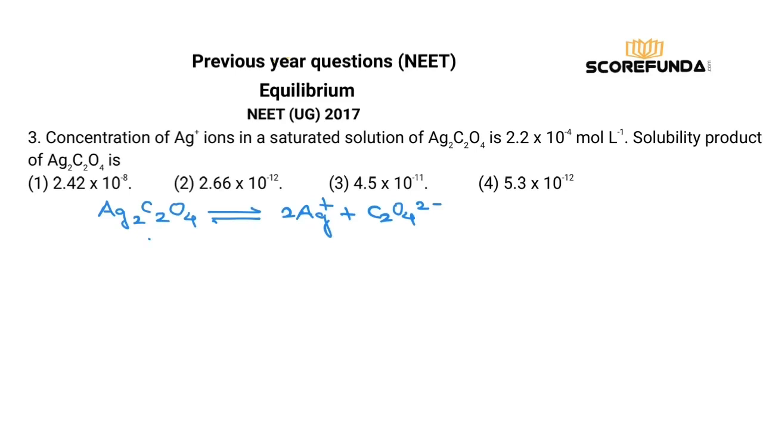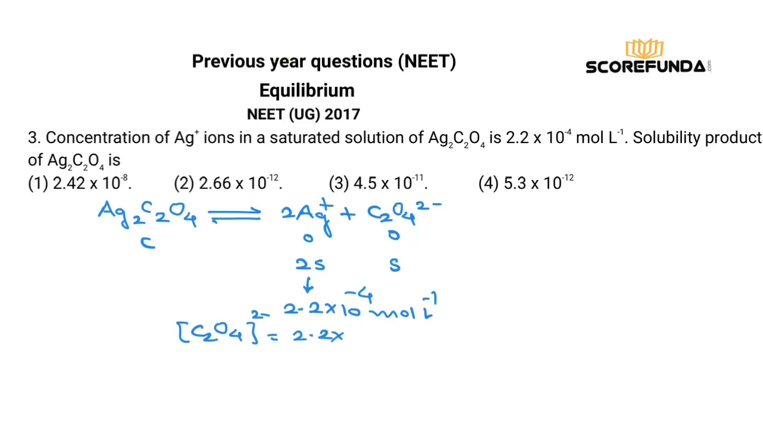इसका मतलब whatever may the initial concentration be, in the saturated solution this will be 2s and this will be s. अब हमको 2s का value दिया हुआ है and this 2s is being given to be 2.2 into 10 to the power minus 4 moles per liter. Therefore, concentration of C2O4 2 minus will be equals to 2.2 into 10 to the power minus 4 divided by 2, and that will be equals to 1.1 into 10 to the power minus 4 moles per liter.